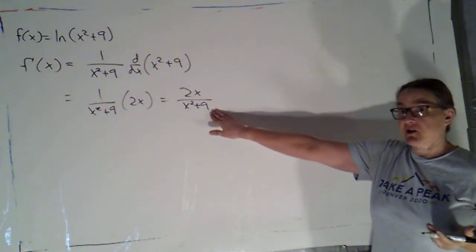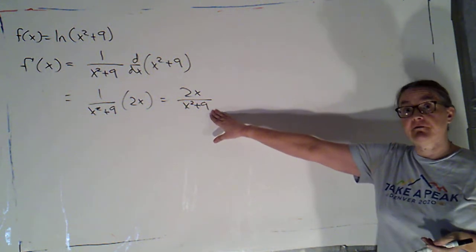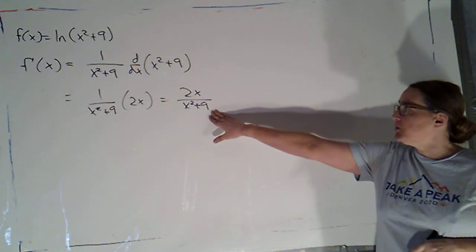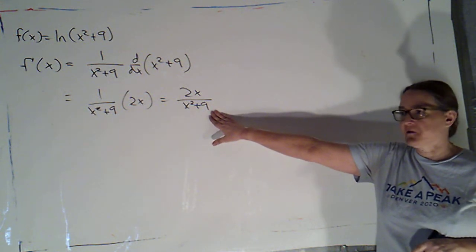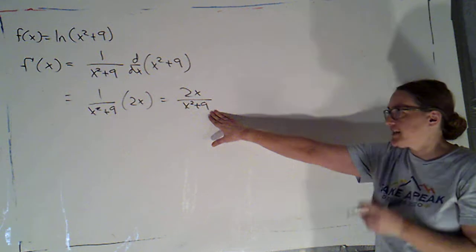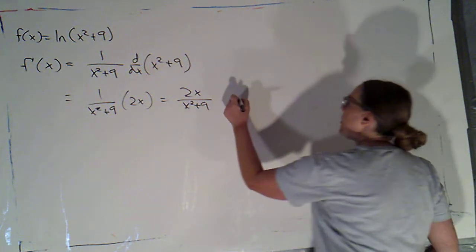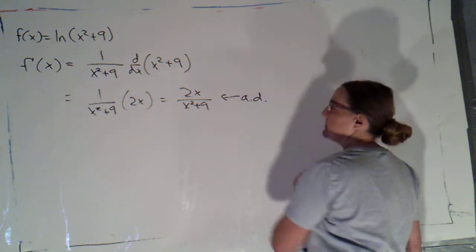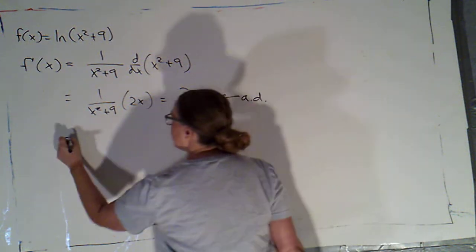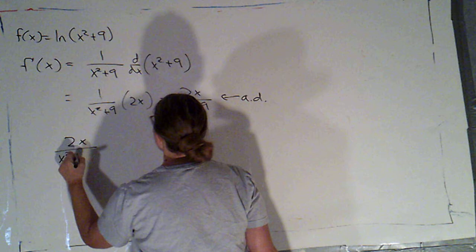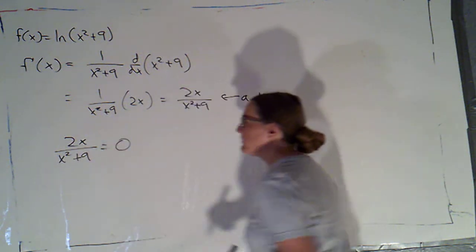Now, that is a fraction, so I do want to be conscious of checking for if it's ever undefined. It would be undefined if the denominator was 0. But at the end of the last video, we pointed out this is always positive. So this is going to always be defined. So I want to see where it's equal to 0. So when is 2x over x squared plus 9 equal to 0?